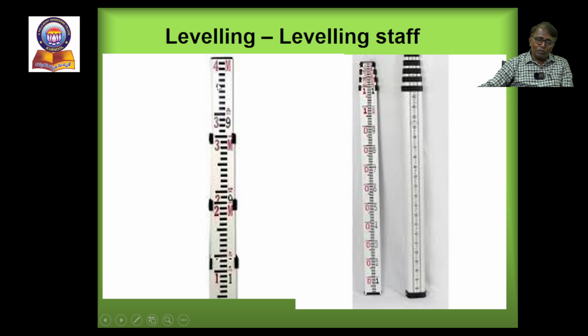If you want to measure up to here, it is 3.950, and next to the white, 3.955. Like that you have to read the instrument from the telescope. This reading has to be taken from the telescope. The staff is kept at a far distance, so the image of the staff is formed over the diaphragm of the telescope. By adjusting the eyepiece and focusing the objective properly, you can obtain the staff readings.